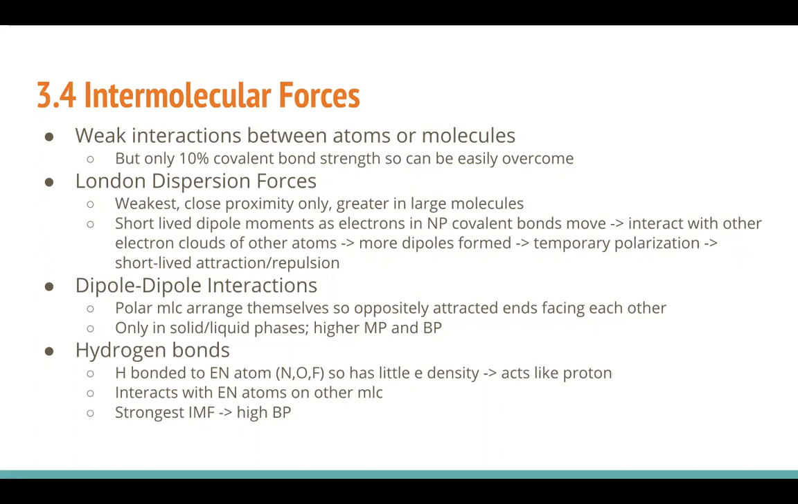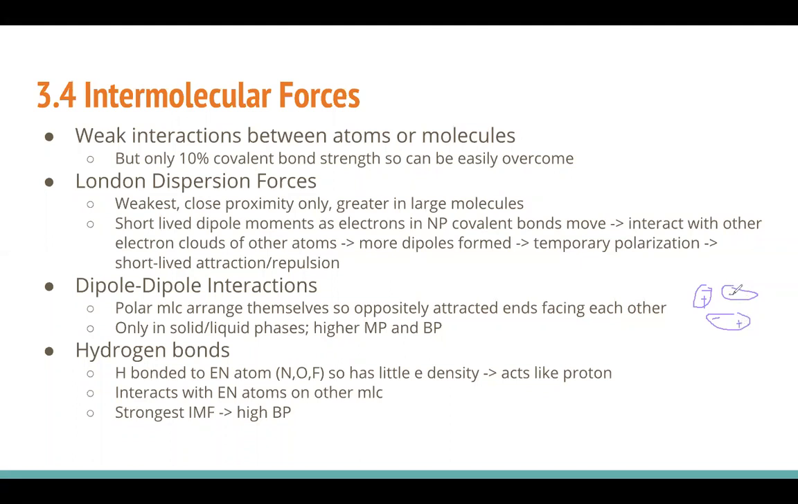And then the second one, which is moderate in strength, is dipole-dipole interactions, and this is in polar molecules. If you imagine a polar molecule in a solid or liquid phase, it's going to arrange itself so that it's in the most stable state possible. The most stable state is when it's with other atoms it's attracted to. So if I draw this out, this is really bad, but okay. This is plus, and this is minus. And so this would be minus, that would be plus.